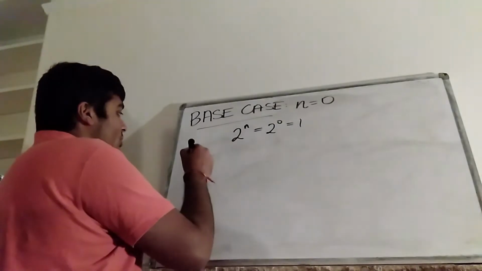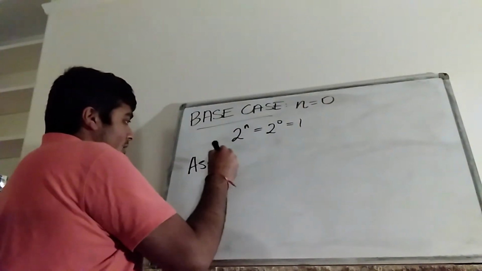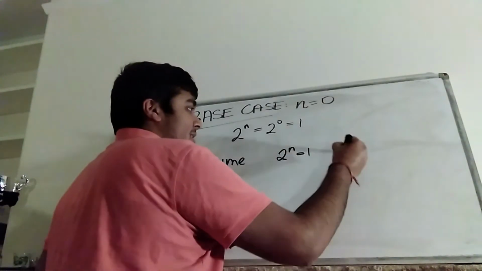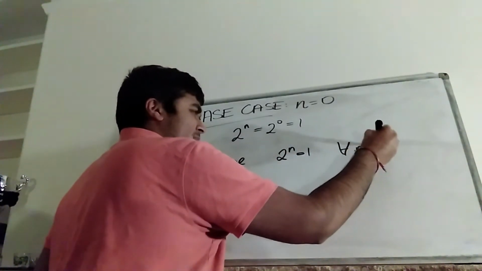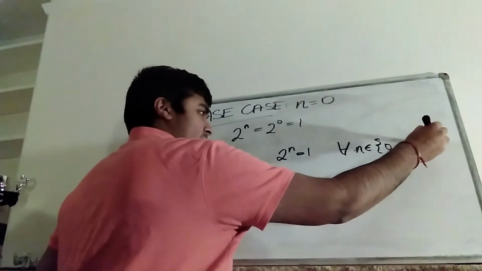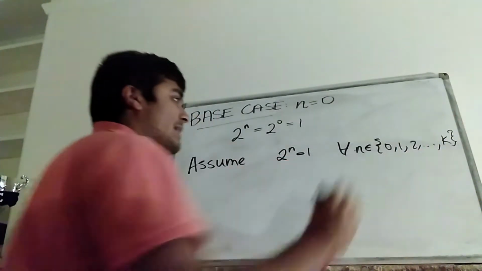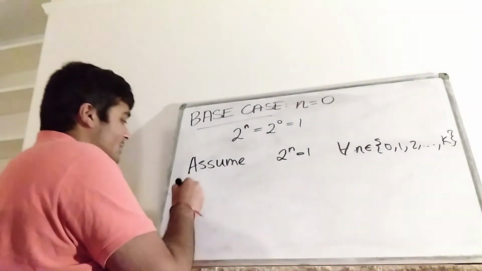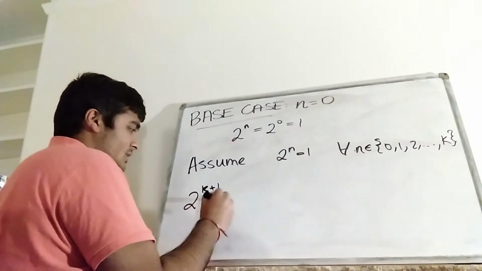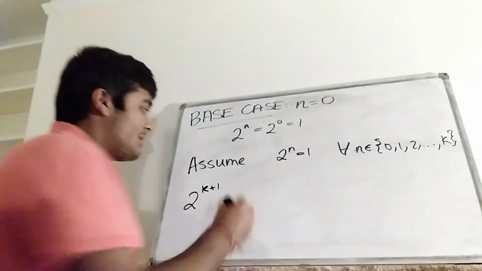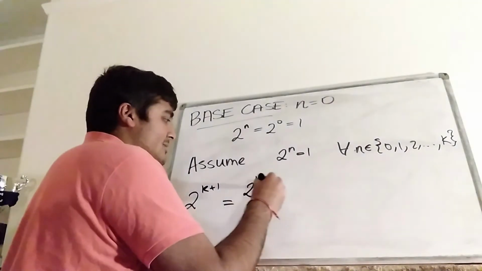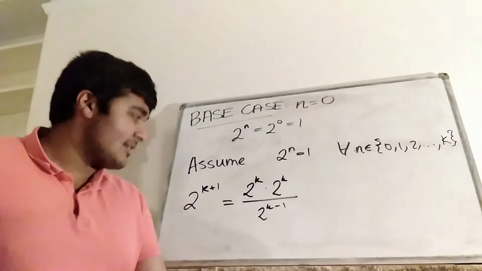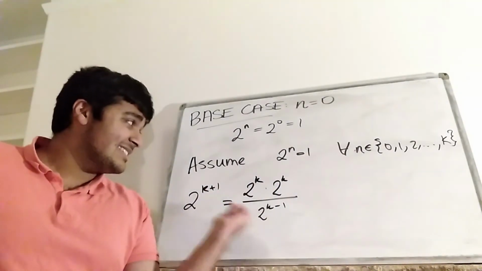So assume the result holds. Assume 2 to the n equals 1, and that's for all n up to some number k, where k is a non-negative integer. Now we're going to look at the case 2 to the k plus 1. Well, 2 to the k plus 1, I'm going to write in a bit of a weird way, as 2 to the k times 2 to the k all over 2 to the k minus 1.